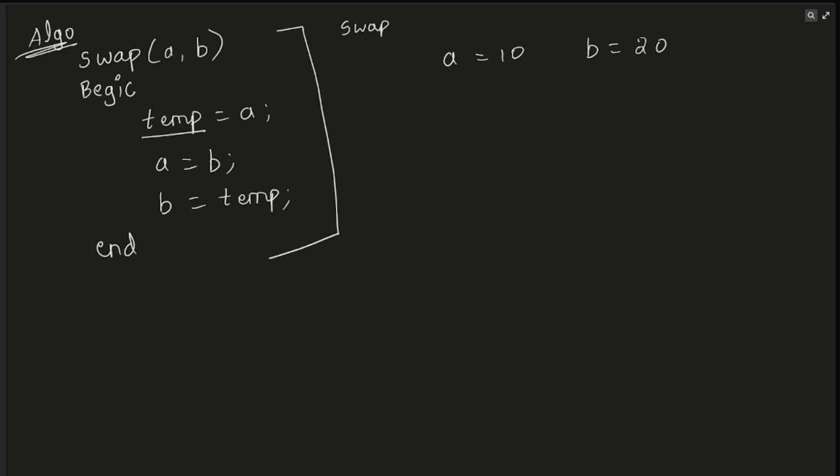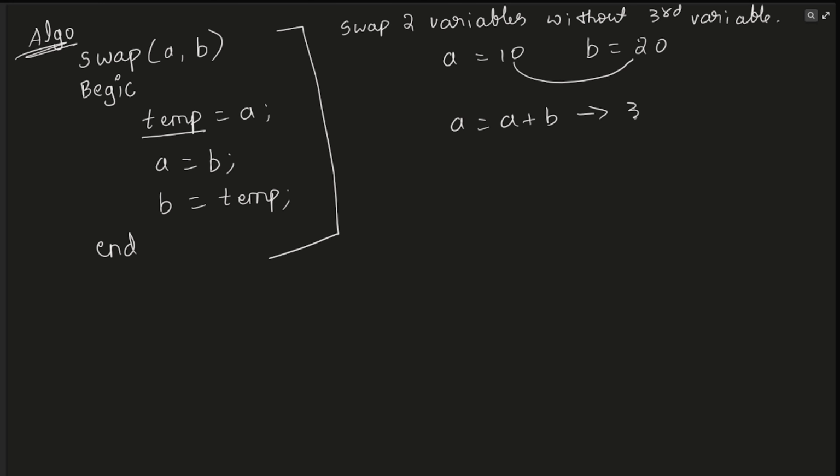Swap two variables without using a third variable. In this case, what we can do is add these two variables and assign it to A: A plus B. This gives the output as 30. Now, we need to update the B value using subtraction, A minus B.